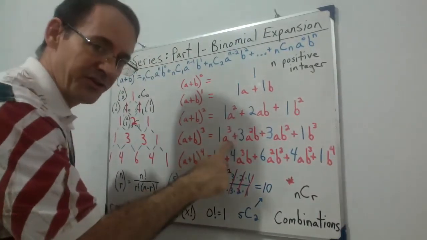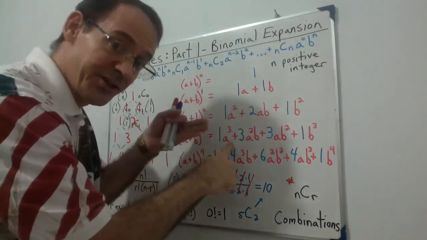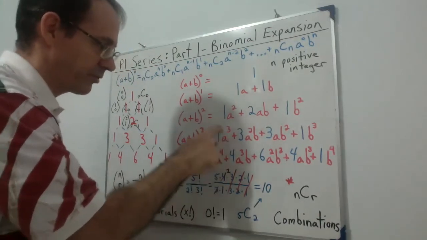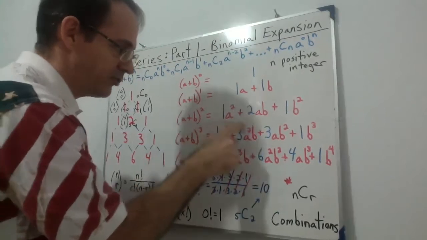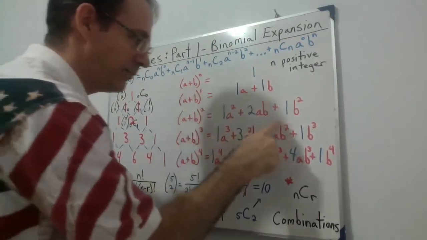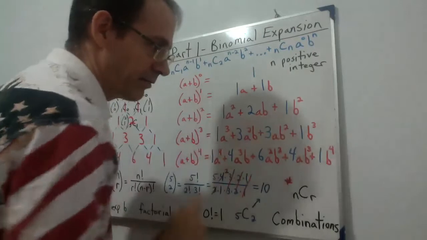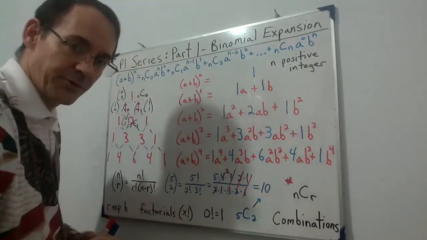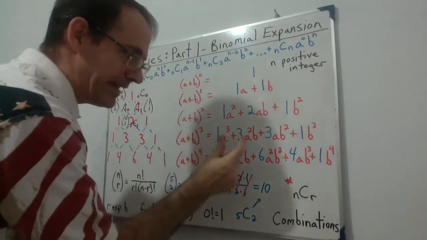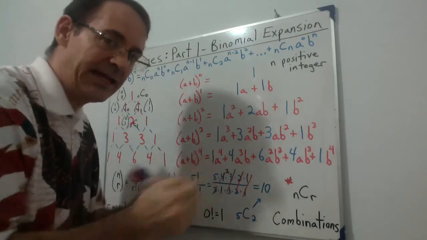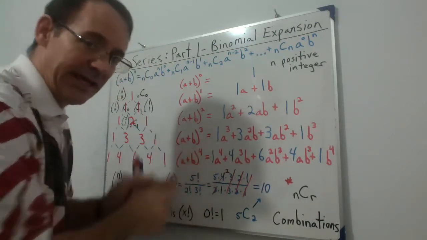Here's 3 plus 0, 0 meaning B to the 0, the exponents. So 3 plus 0, 3. 2 plus 1, 3. 1 plus 2, 3. 3 plus 0, 3. So the combination of the exponents of the A and B add up to n.